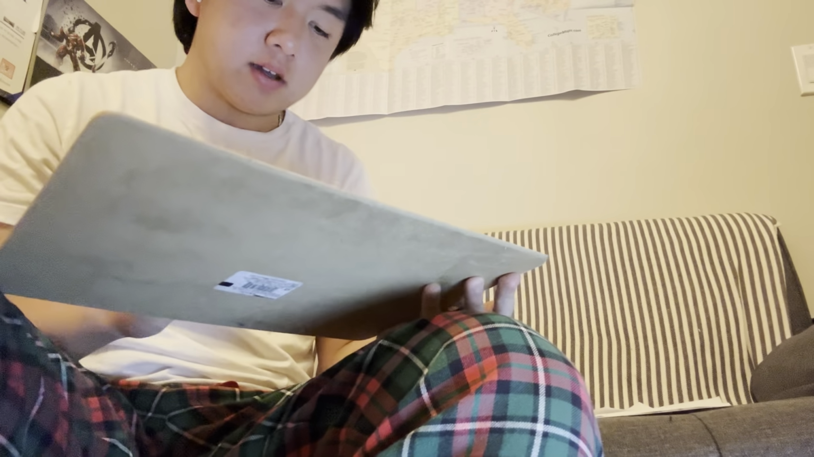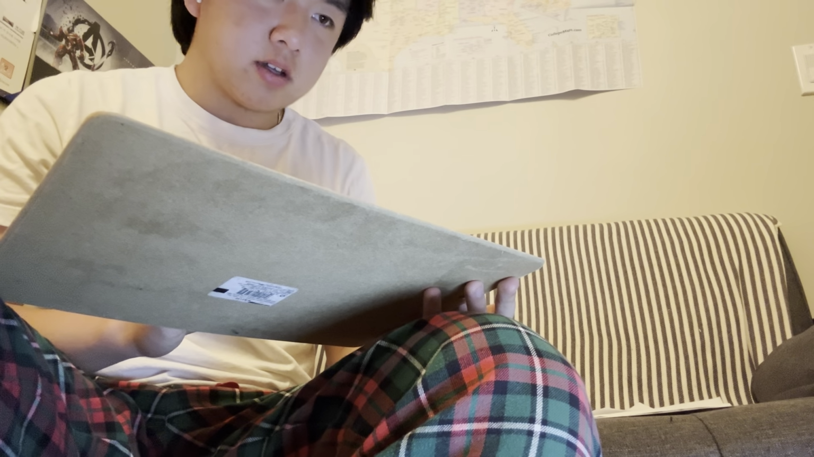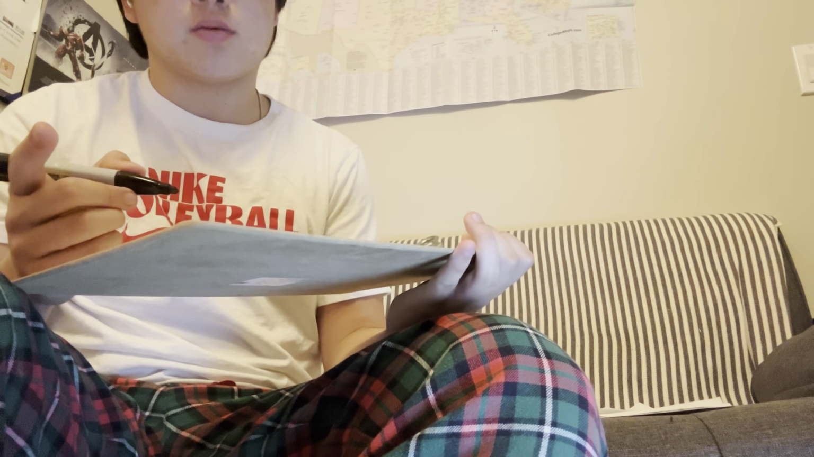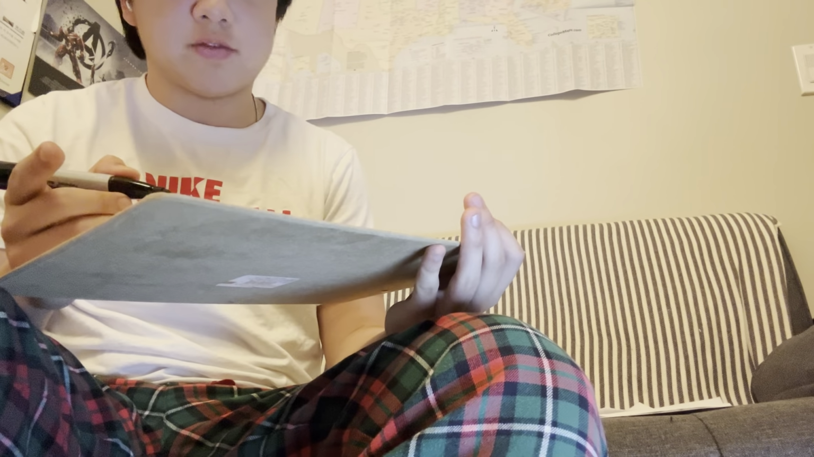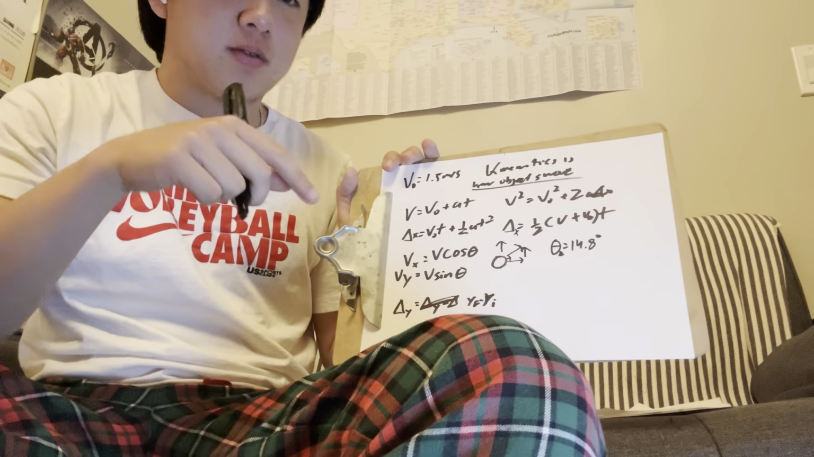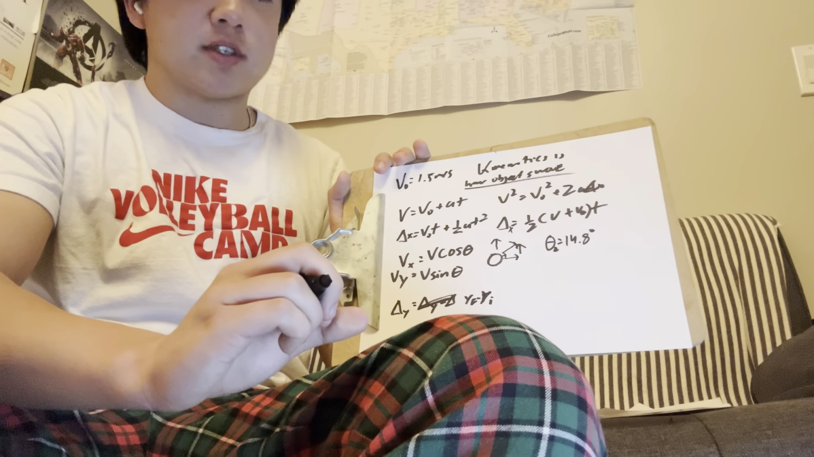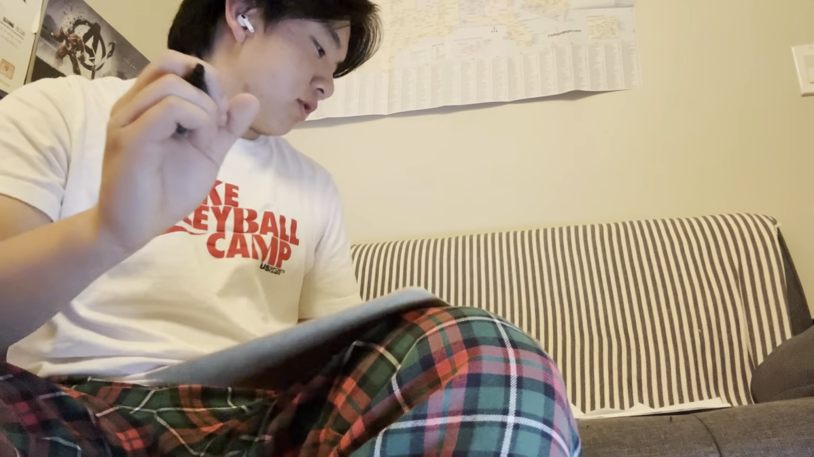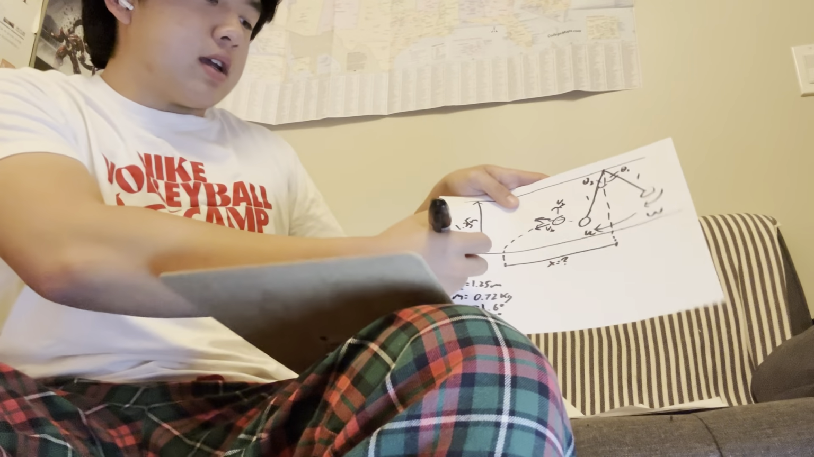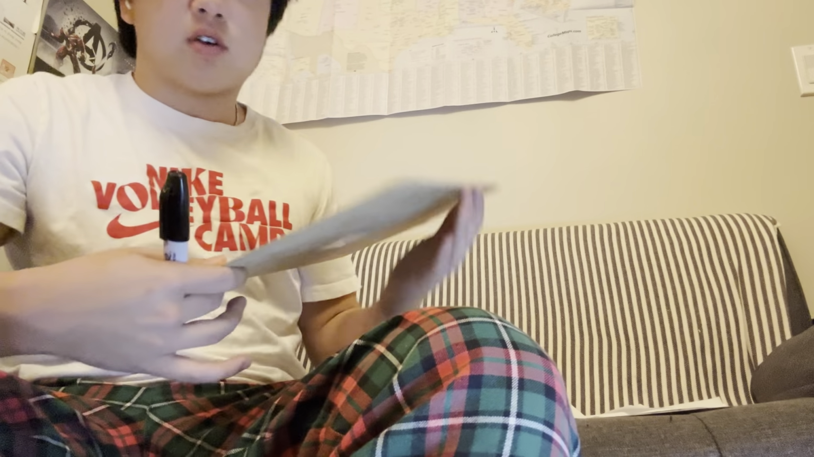So the initial is 1.25 minus the cosine theta, but the final, because we want to know when it hits the ground, is going to be 0, setting our reference height to be at the bottom, the ground here. So our final height is going to be 0. That means our equation is going to look like this.